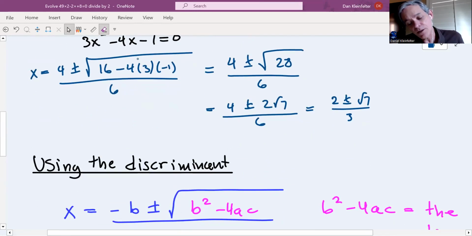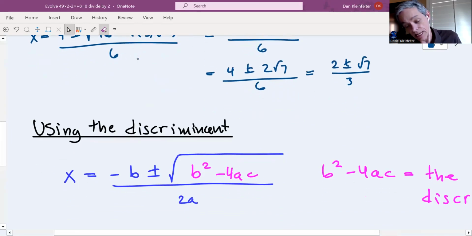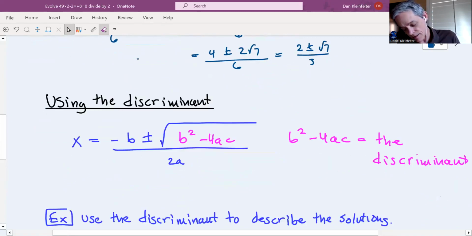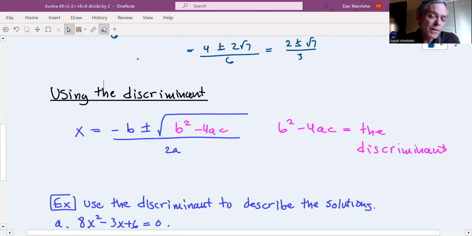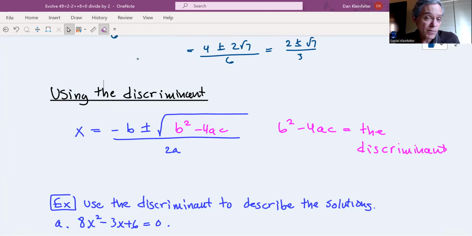Sometimes we're interested in the nature of the solutions without necessarily wanting to know or needing to know what those solutions actually are. And so in that case, using the discriminant is helpful. The discriminant is the part of the quadratic formula that is underneath the root sign, that is the radicand. So that's the b squared minus 4ac part. That's known as the discriminant.